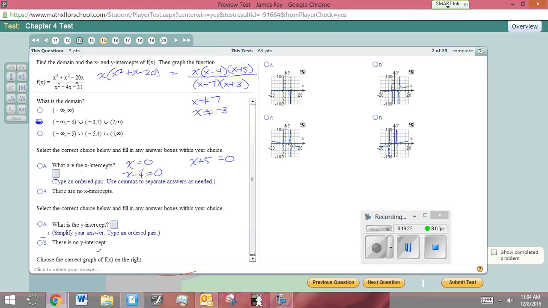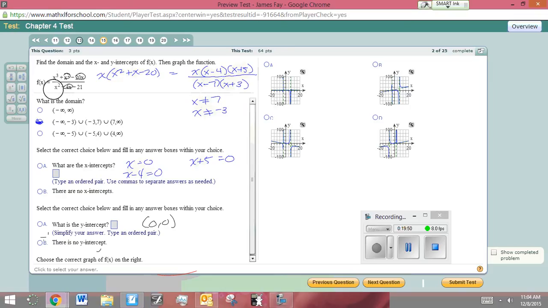Okay, so y-intercept is when x is equal to 0. Well, if x is 0, that goes to 0, that goes to 0, that goes to 0. Bottom's going to be negative 21. So y-intercept is 0, 0. Okay. And choose the corresponding graph over here. Plug all those pieces of information in and see which one matches up.